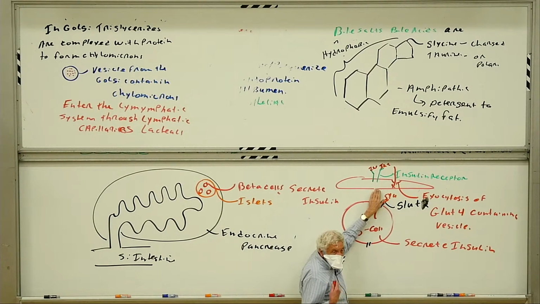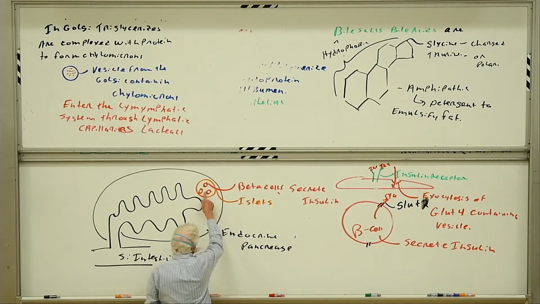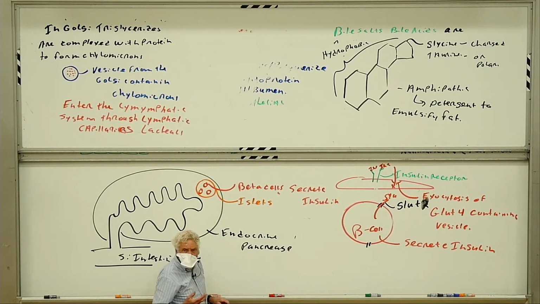Let me finish this with something that's important to all of us. And that is, diabetes is a big problem. But there are two forms of diabetes. One form is where we destroy the beta cells. It's probably an autoimmune disease. Our immune system sees those cells as foreign, and we destroy them. We can't make insulin anymore.